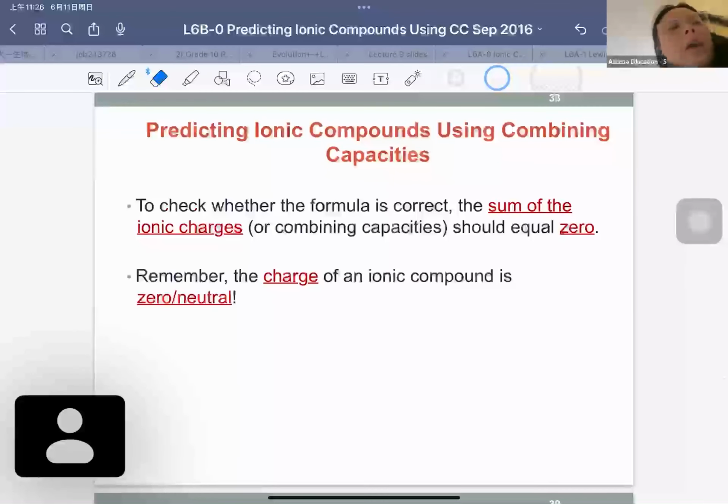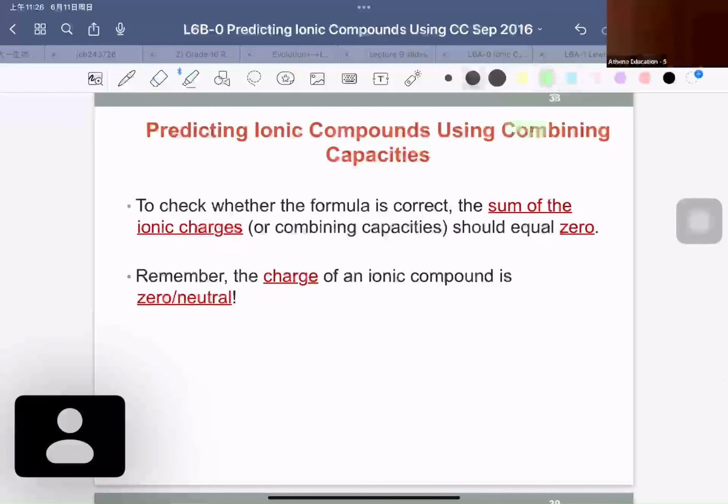So when you are predicting ionic compounds using the combining capacity, if you don't remember from grade 9, it's how many bonds one atom is able to form with others. So it depends on the number of valence shell electrons. Okay, so to check whether the formula is correct, you should figure out the sum of the ionic charges, and that sum should equal 0. Like all the 3 we did, the sum adds up to 0.